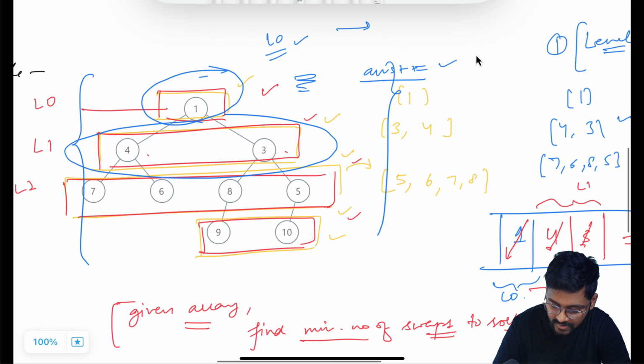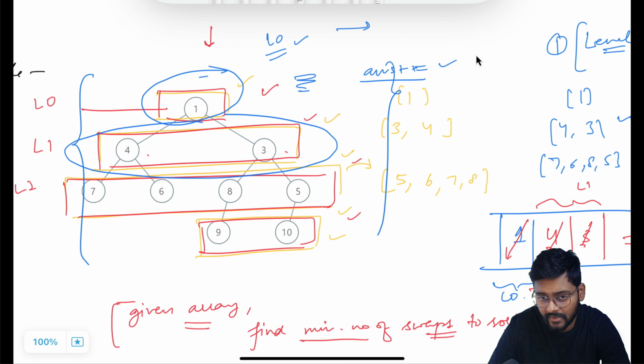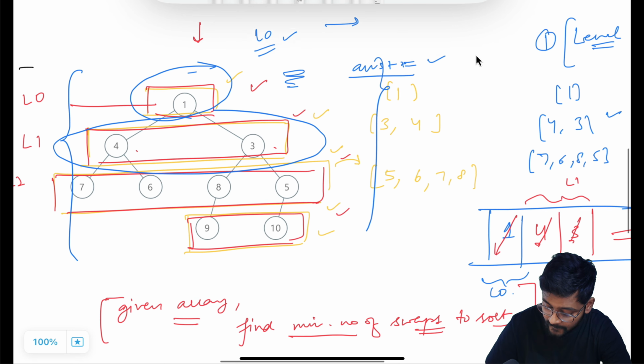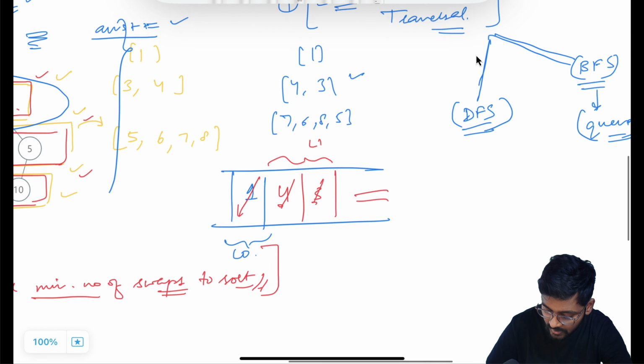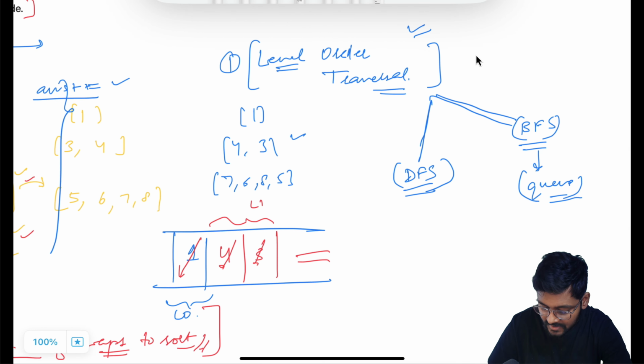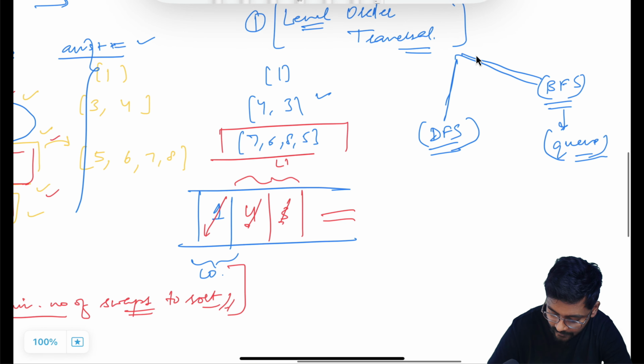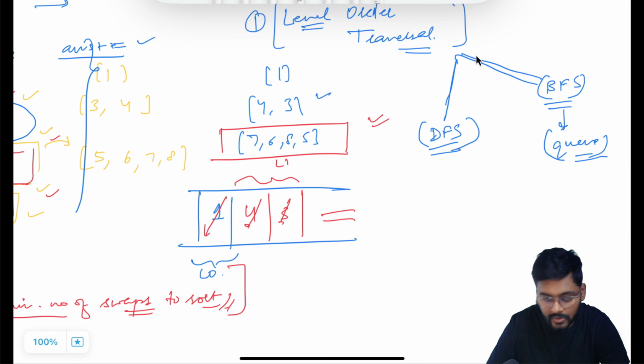If you are not able to understand it, just watch any dedicated content on level order traversal, or let me know if any help is required from my side. Okay, we'll do the level order traversal, and after doing the level order traversal, let's say we have captured the level in an array or in a data structure. Now you have the level.